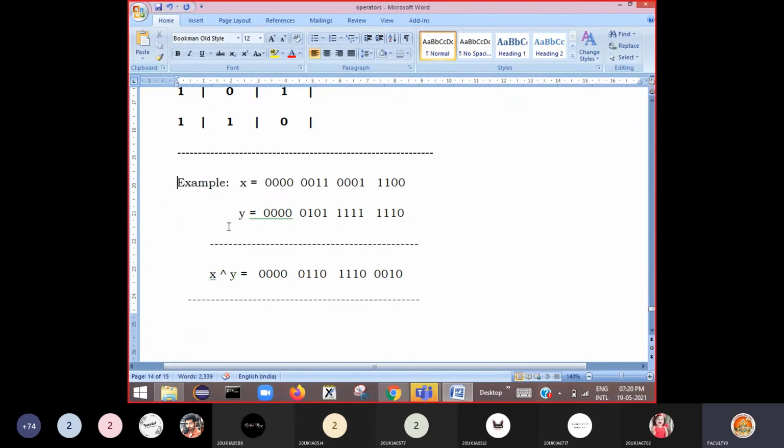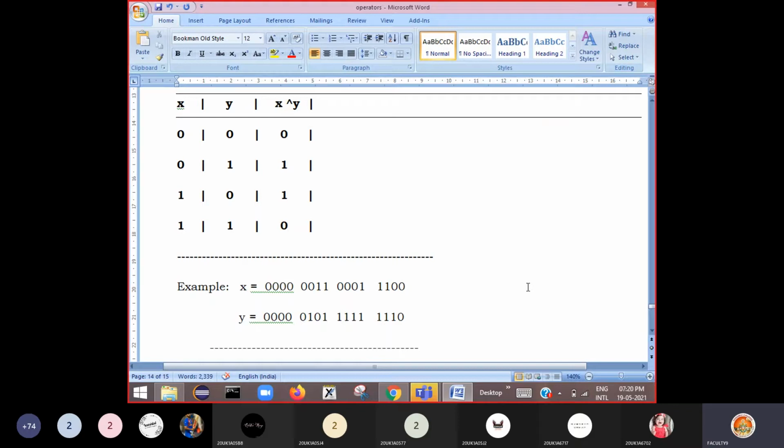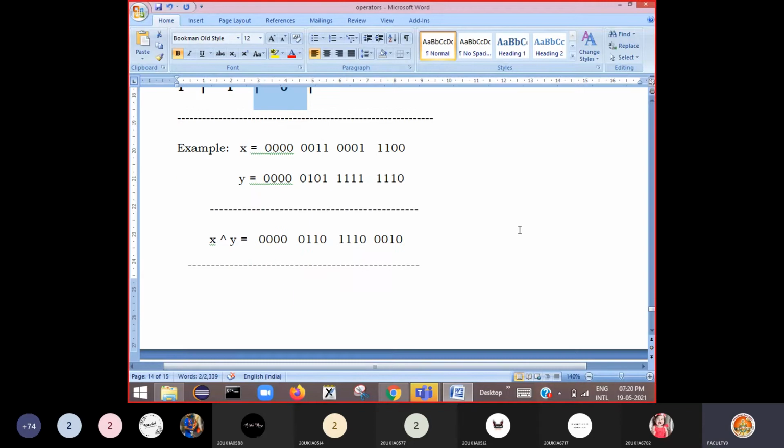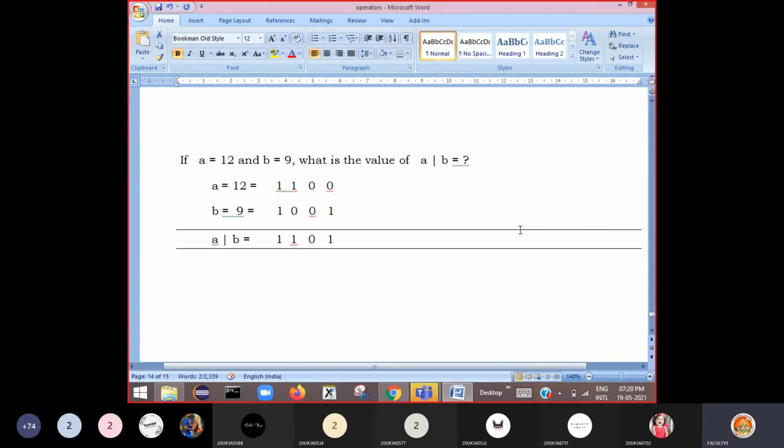So this is the result of X exclusive OR Y. Now, OR and exclusive OR, what is the difference? In exclusive OR, if the two bits are the same, the result will be 0. This is the only change between OR and exclusive OR.